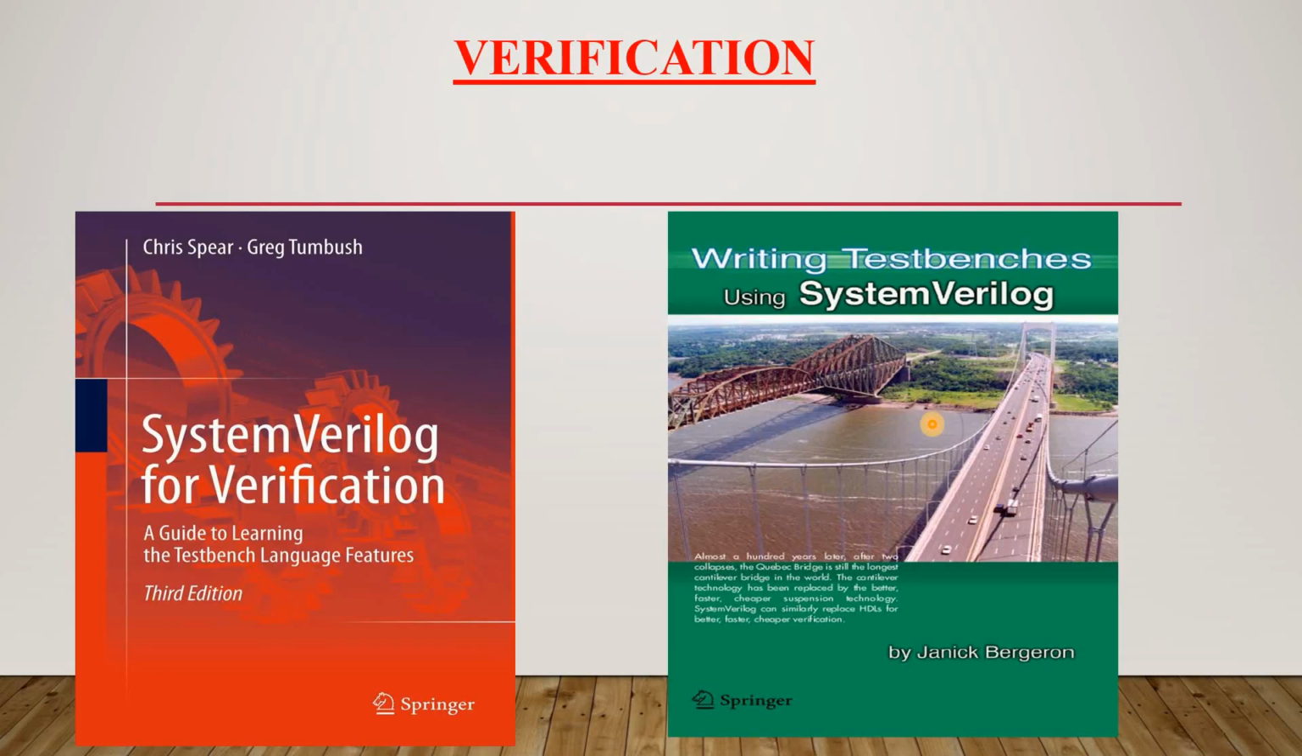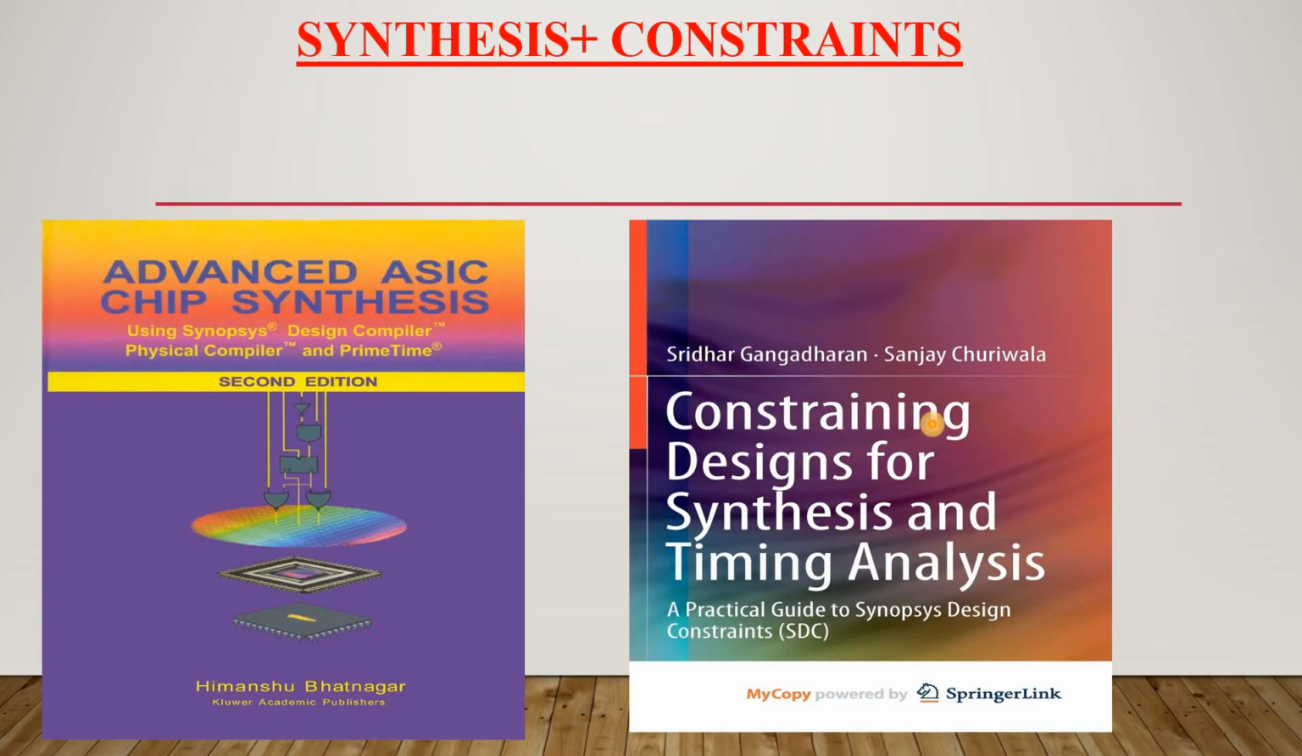So up to now we are focusing on RTL and verification. In this part we are doing synthesis. That means we are converting the RTL code into gate level analysis. These two are very good books: Advanced ASIC Chip Synthesis by Himanshu Bhatnagar and Constraining Designs for Synthesis and Timing Analysis by Sridhar Gangadharan and Sanjay Churiwala. Now your RTL code is converted into a gate level netlist, a process we can call synthesis, right? This Bhatnagar book will explain the synthesis process clearly.